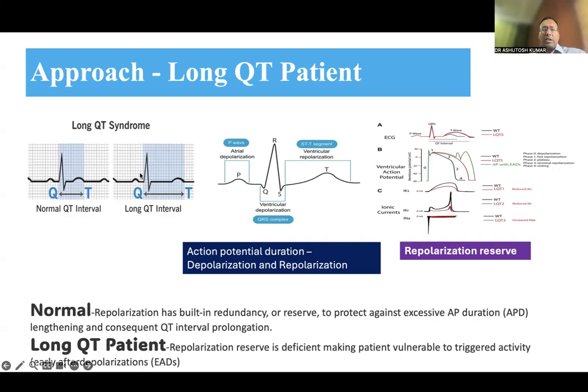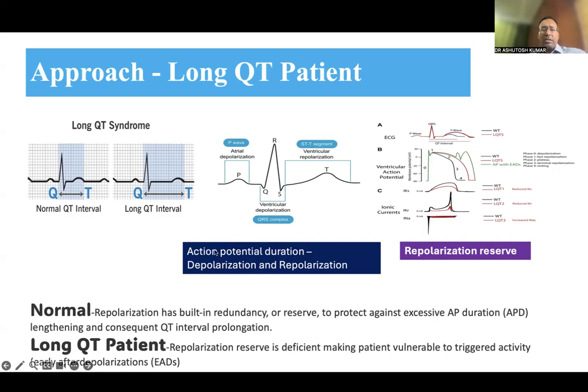In every normal patient, the repolarization has an inbuilt redundancy, meaning there is a reserve. Whatever the action potential is, it is not going to prolong. Depolarization and repolarization, when we add them, is called the action potential. Whenever the depolarization is getting faster, the repolarization also happens faster. Whenever the repolarization is not happening faster, the action potential will get prolonged, and this situation will happen in the patients who are having the long QT.